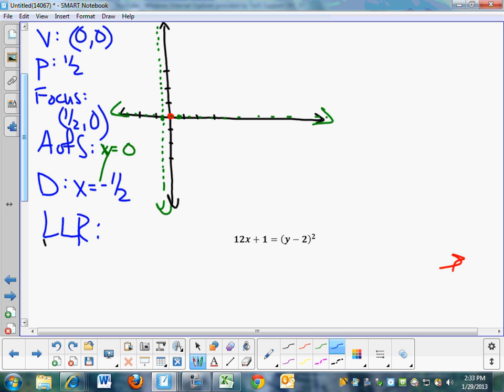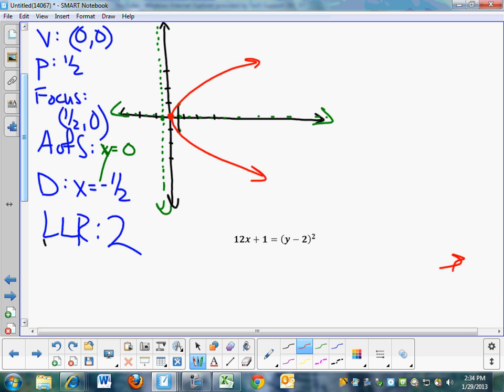What's the length of the latus rectum? 2. So that means I go how many units in each direction from the focus? 1 unit in each direction. 1 unit this way, 1 unit this way. So that black line will be my segment, and the red is the shape.